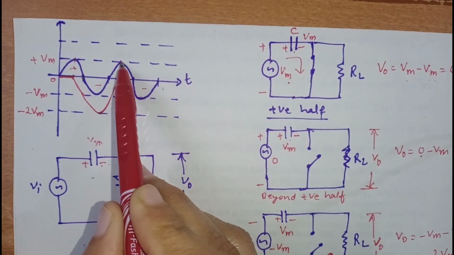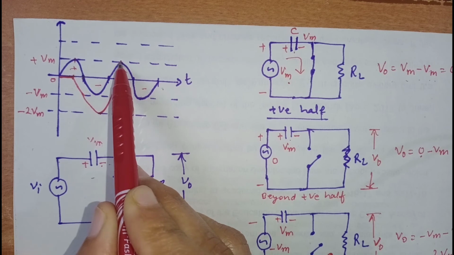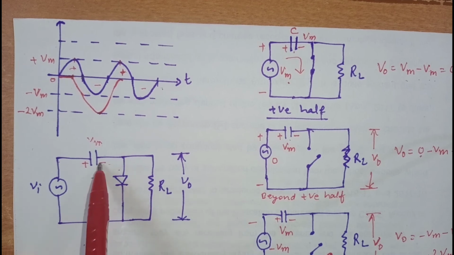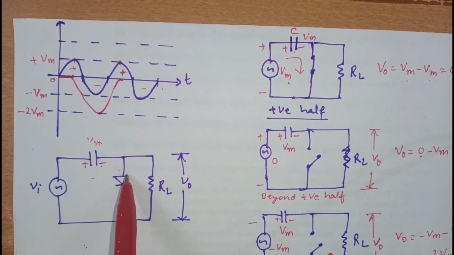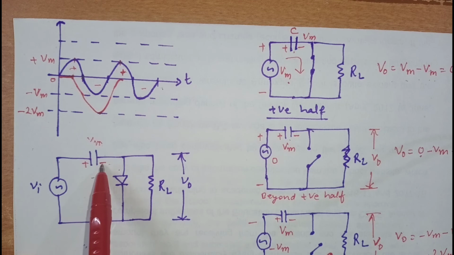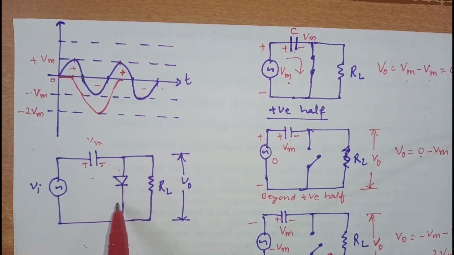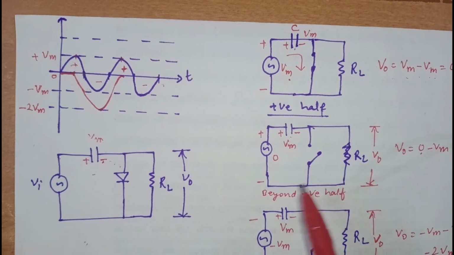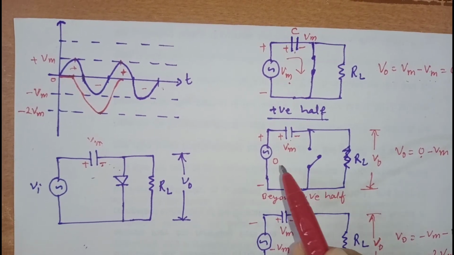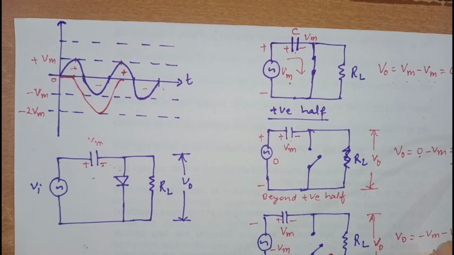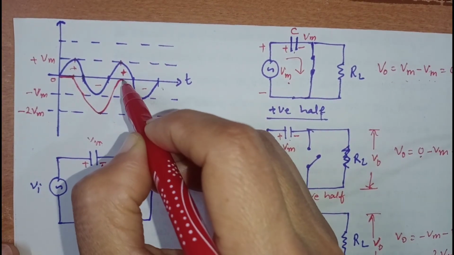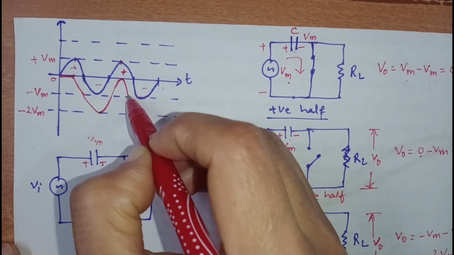Again beyond this positive peak, the diode gets reverse biased due to the same reason as we have explained, because this P region sees negative Vm, a negative voltage that is more negative than this. So again in this case the equivalent circuit will be this one. So the output voltage will be equal to minus Vm. Now the output waveform will look like this one here.